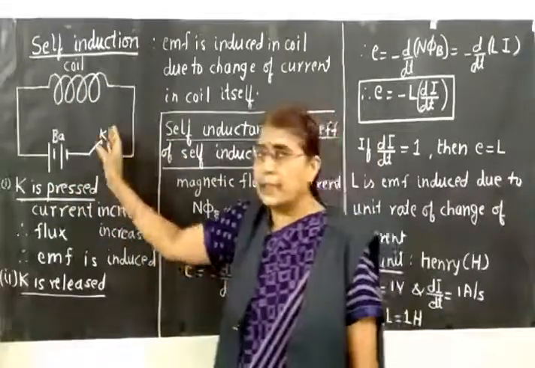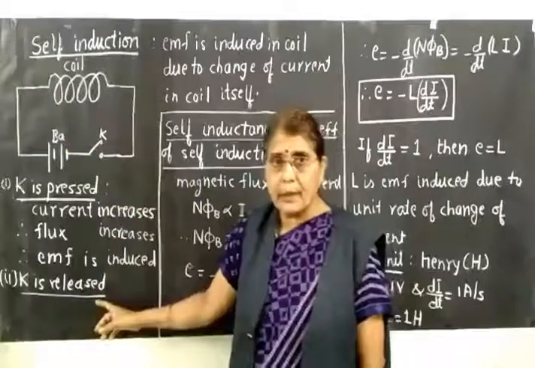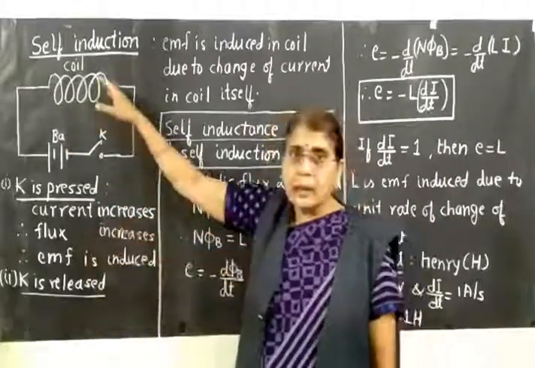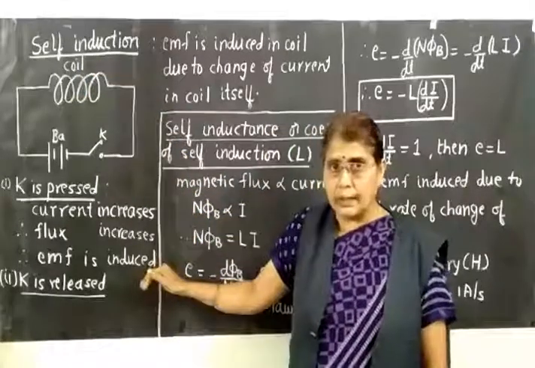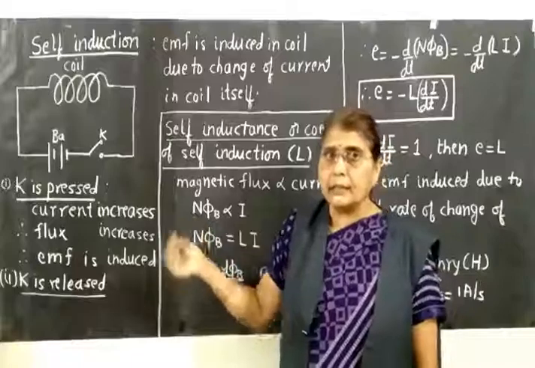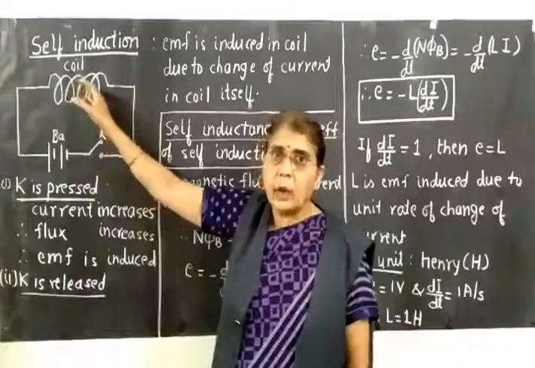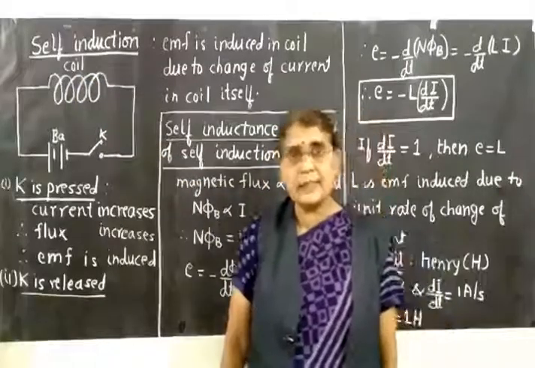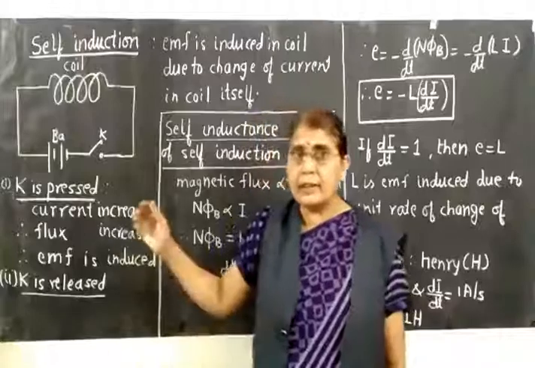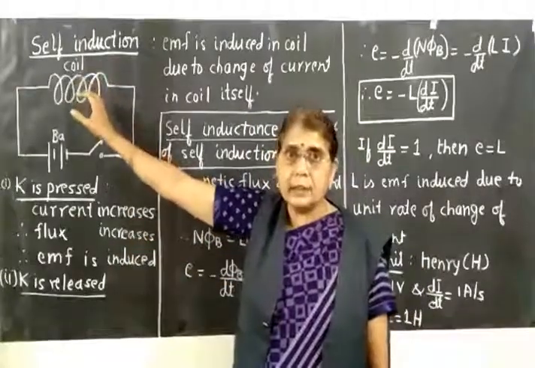What happens when the key is released? When the key is released, what will happen? The current in the coil decreases from its maximum value to 0 in certain time. If the current decreases, then the flux linked with the coil also decreases from maximum to 0. Decreases means there is change in flux, and whenever there is change in flux, what is induced in the coil? An EMF is induced in the coil.